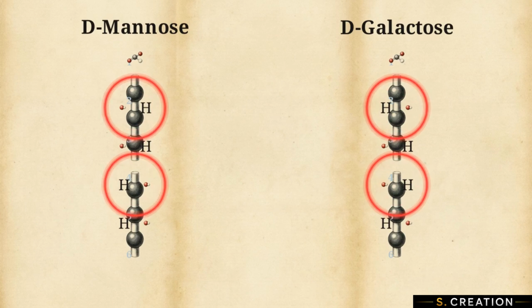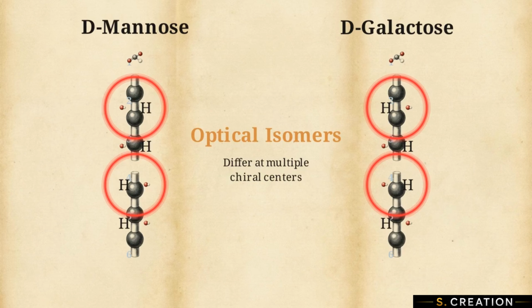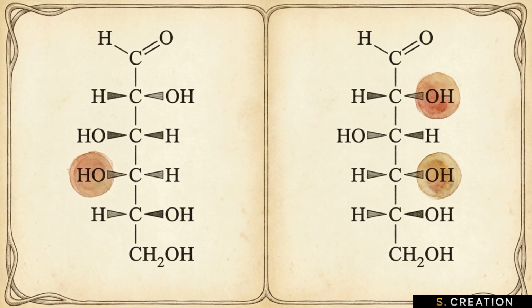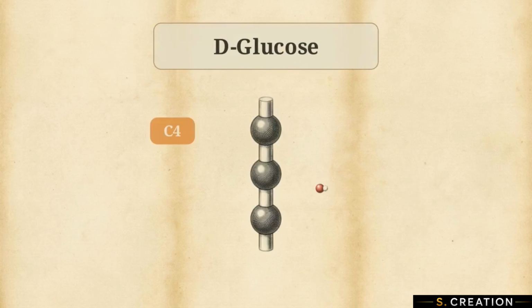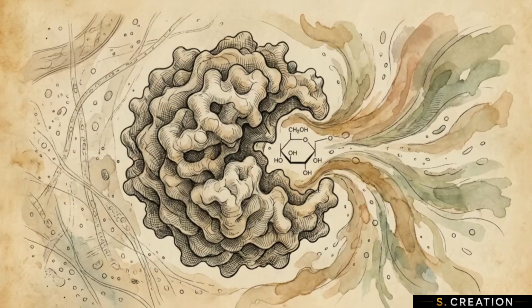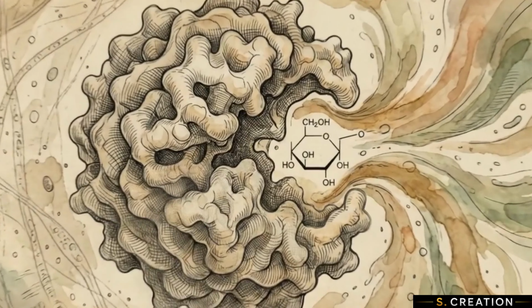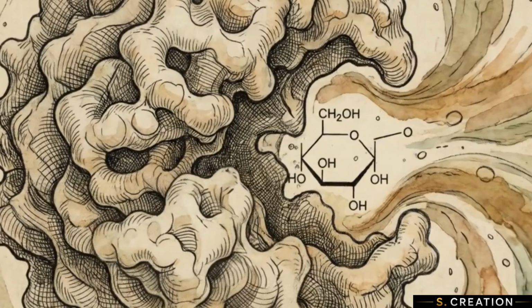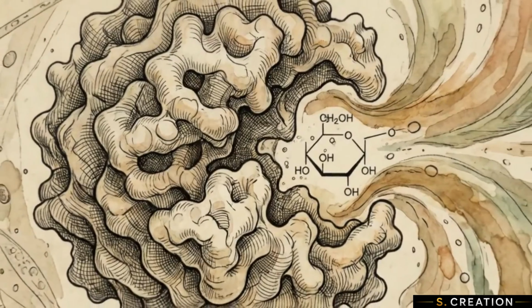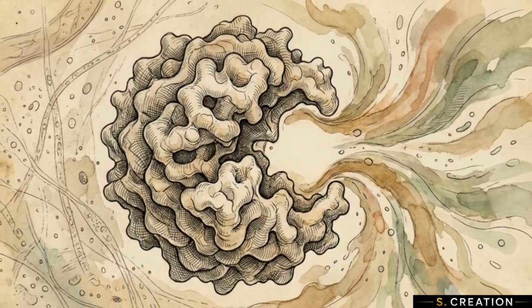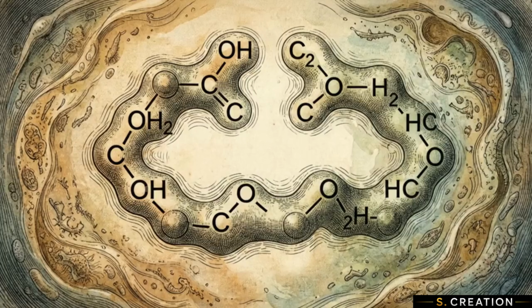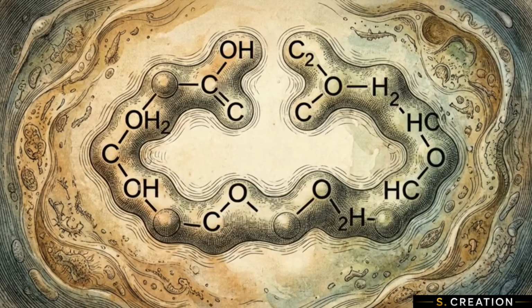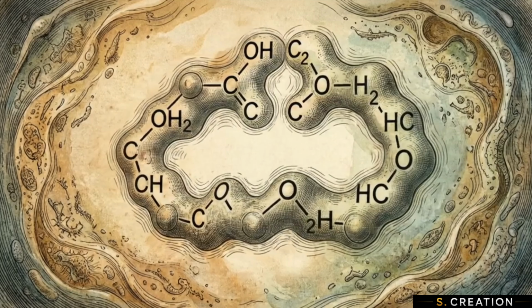Differing at both the 2nd and 4th carbon positions, galactose and mannose are optical isomers, but they do not meet the definition of epimers. This single hydroxyl flip at carbon 4 is the only structural difference between glucose and galactose. Because the body requires distinct enzymatic pathways to recognize and process each one, this minor chemical shift determines the molecule's physiological destiny. In a biological environment, linear models represent less than 1% of a sugar's existence.